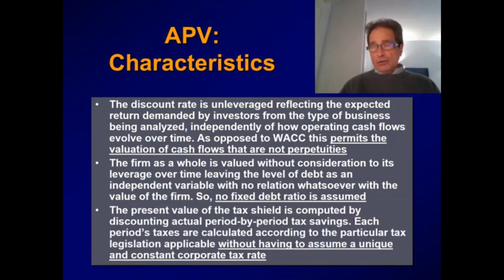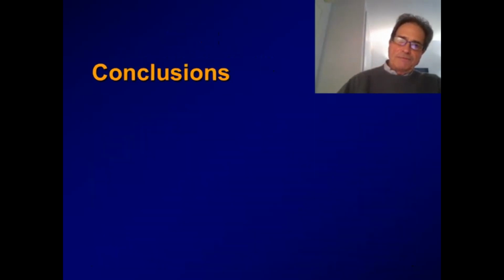And finally, also given that the tax shield is calculated apart, we can estimate the tax effects according to the particular legislation of the case we are analyzing. We don't necessarily have to assume a constant and fixed corporate tax rate as we have to when we use the WACC rule. We just estimate the tax savings according to the particular tax legislation. So there is much more flexibility in the case of APV. We can see that the APV method is promising as an alternative to the WACC method.